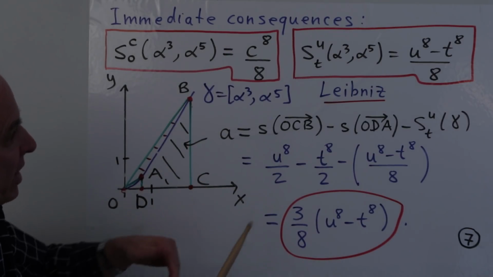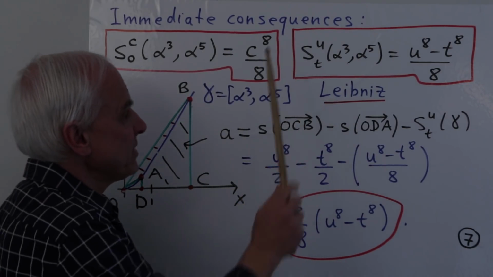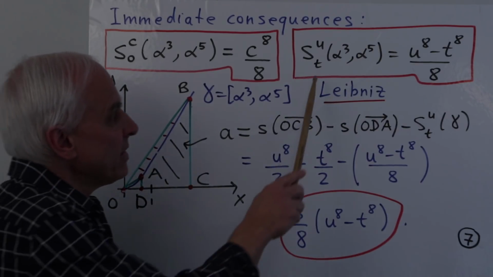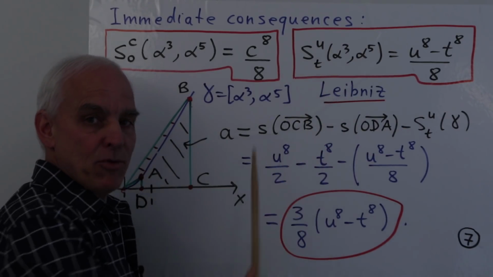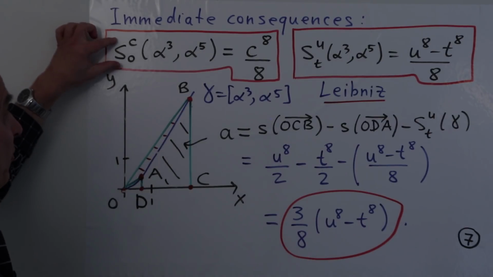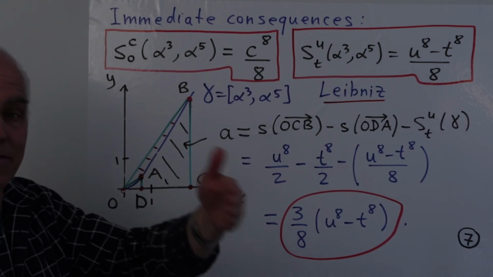The effect is to multiply the signed area by the factor, the sum of these exponents, so c to the 8. So it'll be c to the 8 over 8. And then if we want to generalize a little bit further and have the signed area of the segment from t to u of the same curve, that will be a difference between two such things by the additivity property.